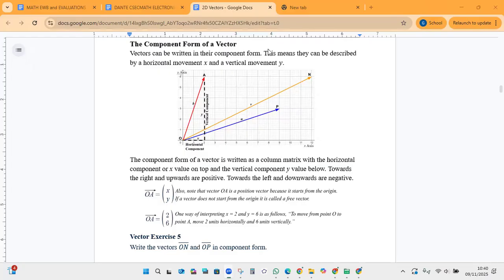Here we are going to discuss the component form of a vector. Vectors can be written in their component form. This means they can be described by a horizontal movement x and a vertical movement y. Okay? So the horizontal movement x is called the horizontal component.